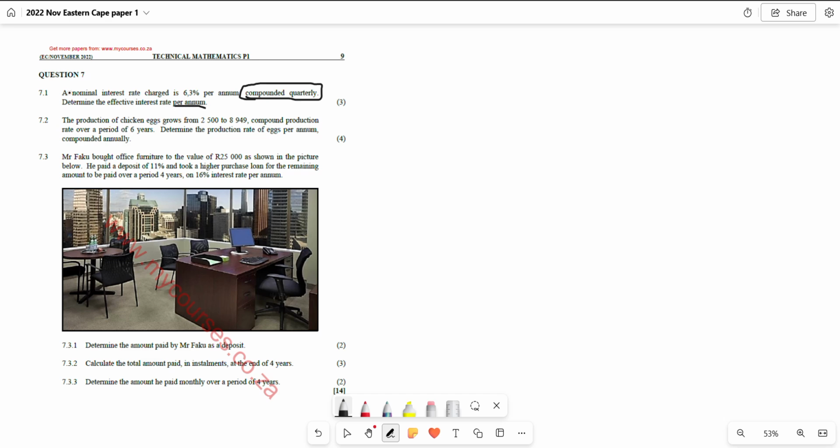Now we understand from reading the statement that in this case we are given a nominal interest rate, because it says a nominal interest rate charged is 6.3%. Therefore, what is given here is a nominal interest rate. Then in the formula sheet, there is a formula that can be used to determine the effective interest rate where the nominal interest rate is given. The formula says I effective.